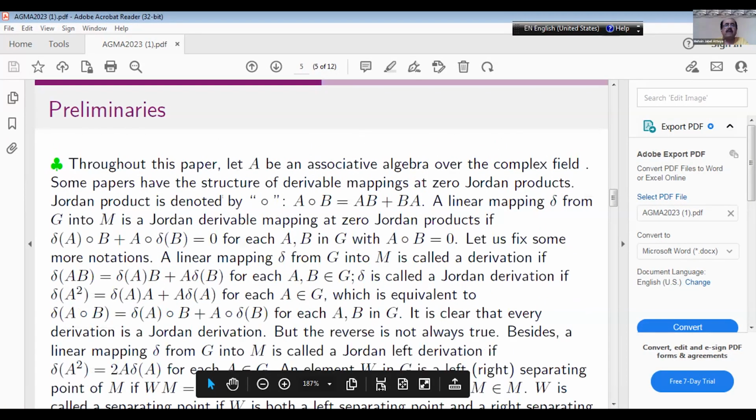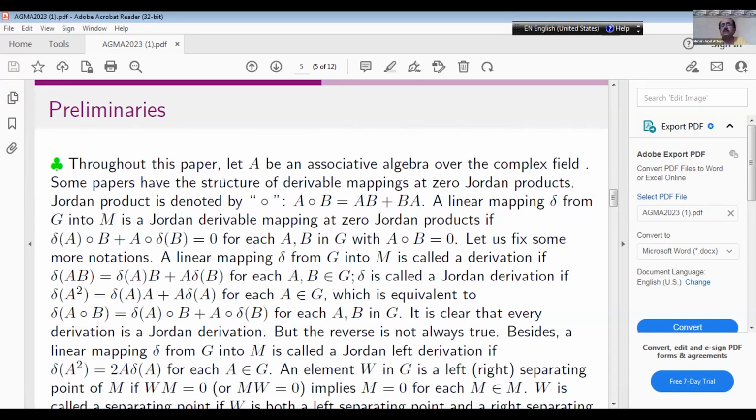Throughout this paper, let A be an associative algebra over the complex field. Some papers have studied the structure of derivable mappings at zero Jordan products. I speak about this simple circle, where A circle B is written this way. This formula is the Jordan product.